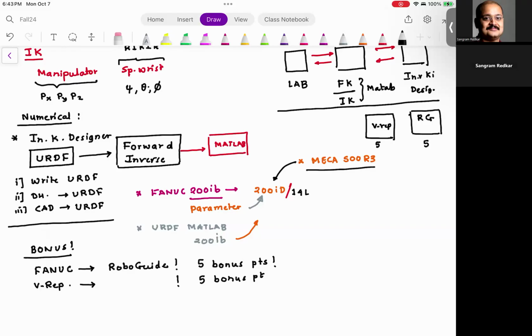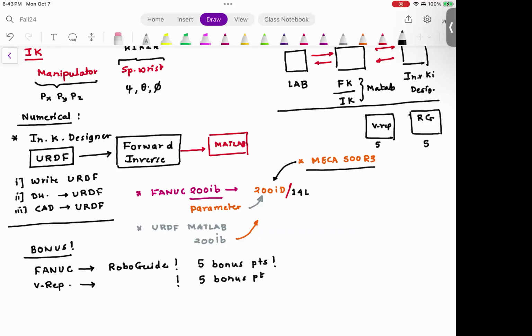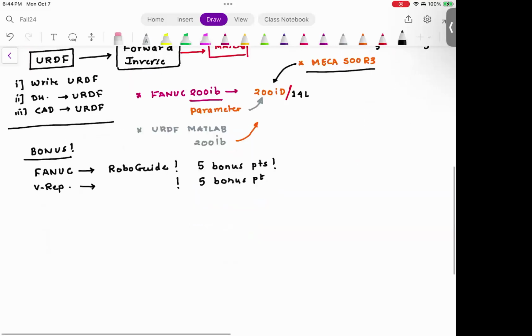For Fanuc RoboGuide, what you do is you need to go here and register at the website, and then they will send you the link to download. But VREP is available for free. You can try VREP. Any questions, concerns, ideas, thoughts?